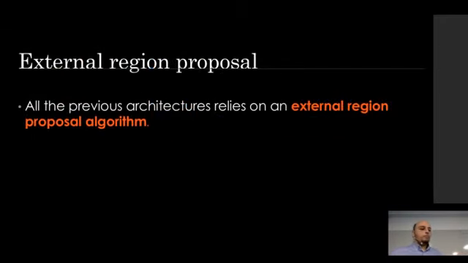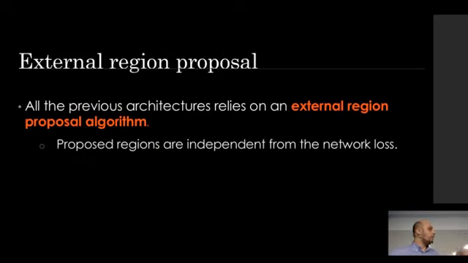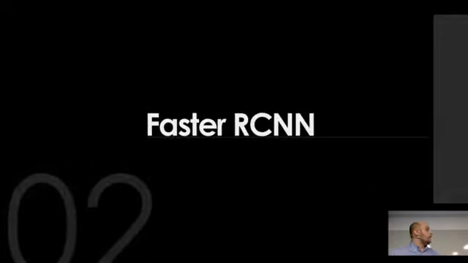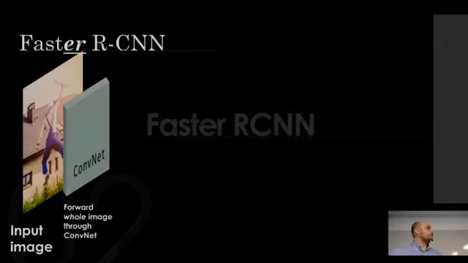Okay, so both RCNN and Fast RCNN depended on an external region proposal algorithm like selective search. We can do better, because these regions are not optimized to minimize the network loss. We're asking someone external, who doesn't know what kind of task we're trying to achieve, to give us some regions that they think are good. So they were not tuned to the network loss, and we didn't have any control over the quality of the regions that we are testing. And basically, that's what they solved in Faster RCNN.